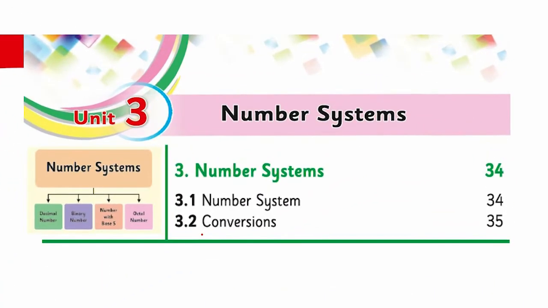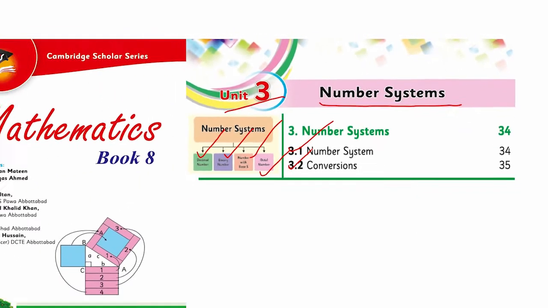Students, Unit 3 is about number systems. In topic 3.1, we have done number systems. There are four kinds of number systems which we have done: decimal numbers, binary numbers, numbers with base 5 and octal numbers. And then we have started topic 3.2. This is about conversion. Now let's come to today's topic.